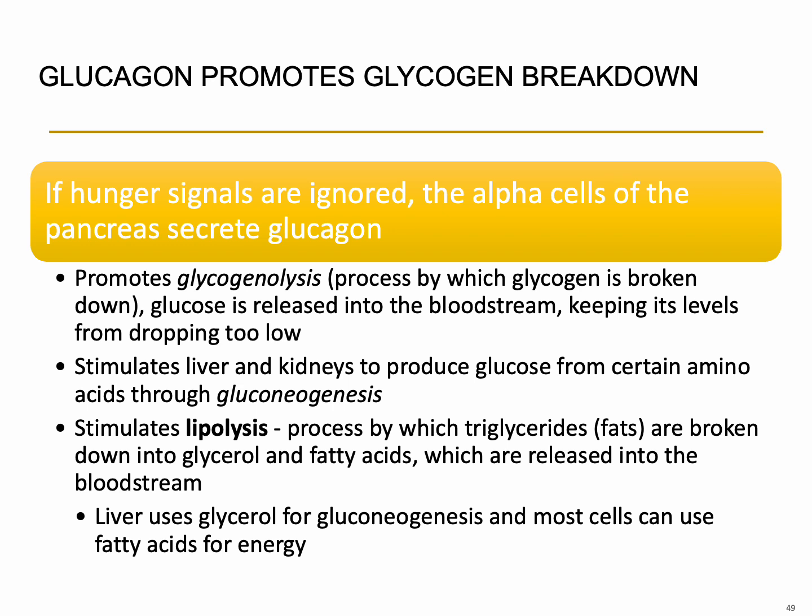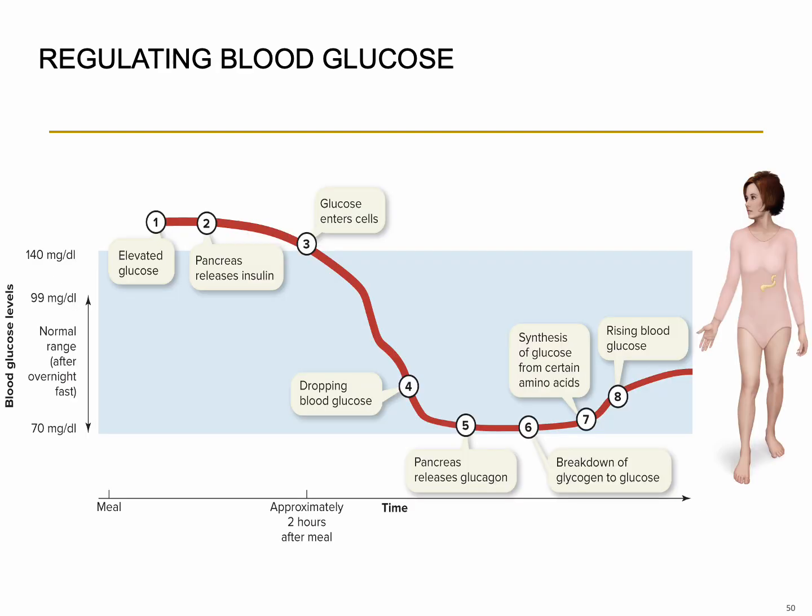It stimulates the breakdown of fat stores, which is lipolysis, so breaking down fat and turning that fat into glycerol and fatty acids, which are released into the bloodstream, which can be used for some energy. Particularly the liver can use glycerol, which is part of fats, for gluconeogenesis, and some cells can also use fatty acids for energy. So this is going into what typical blood sugars look like.